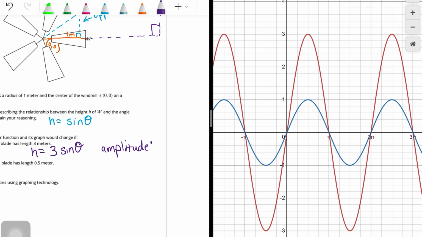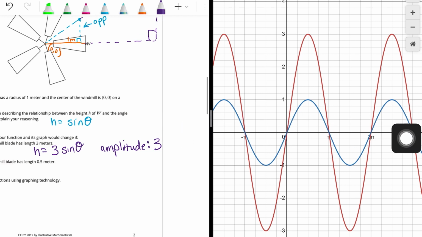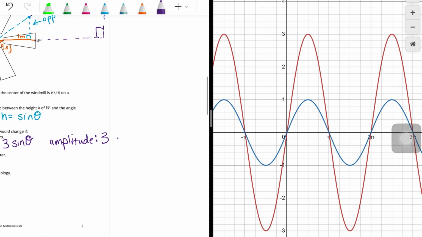And in this case, that amplitude is 3 because the amplitude is the distance from the midline, which here is the y-axis, I'm sorry, the x-axis, right? And so your midline is y equals 0.